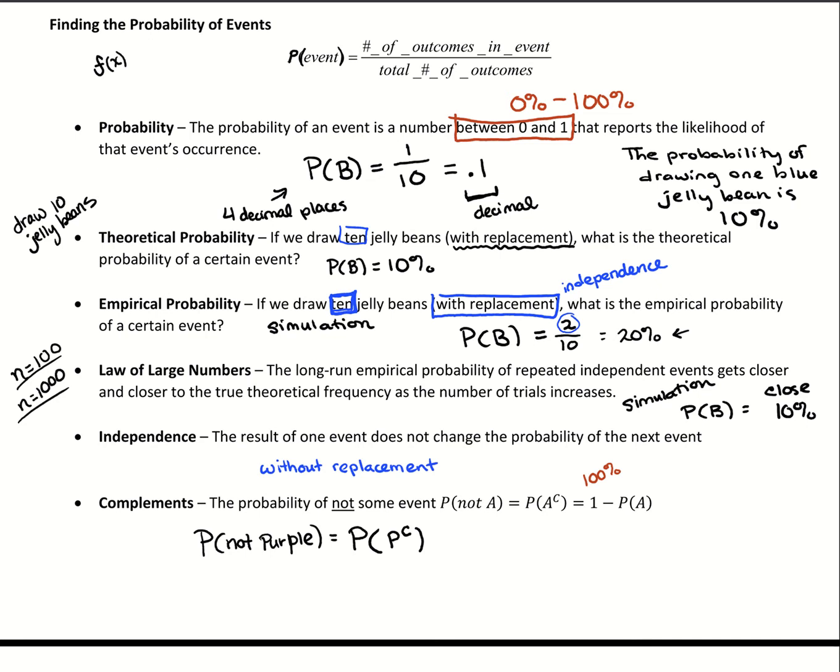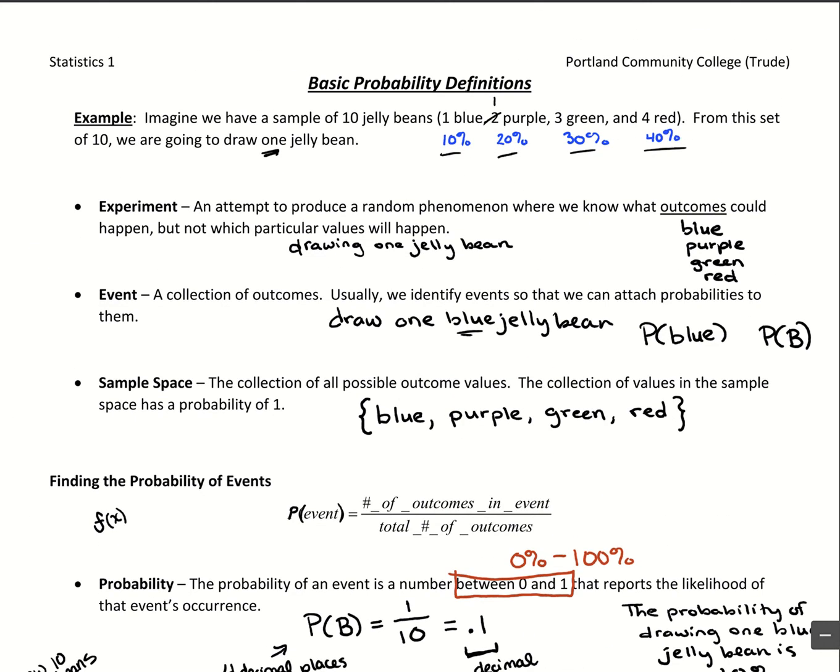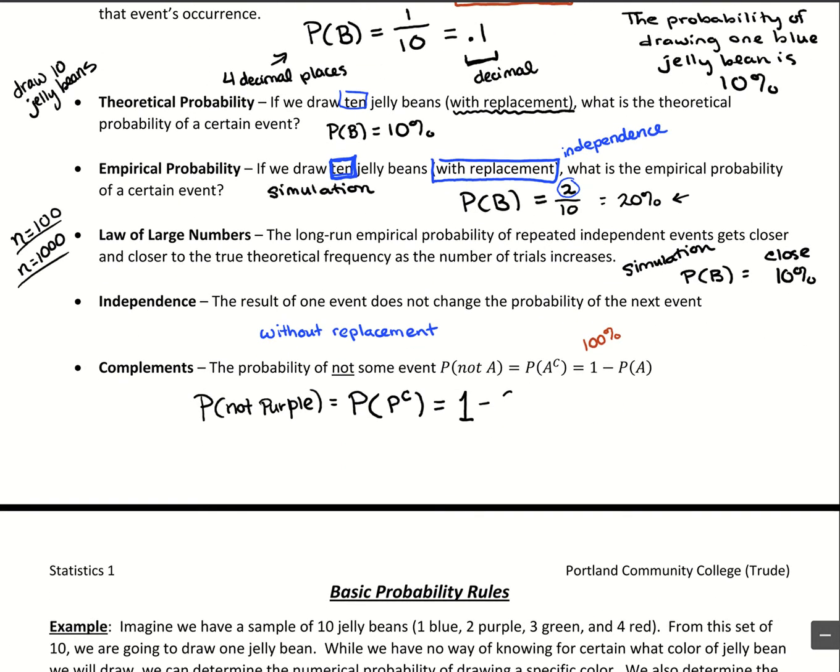So if we want the probability of not purple, what we would do is take our 100%. Essentially what we're saying here is if we want the probability of not purple, then we want the probability of getting blue, green, or red. So we just want to take out these 2 jelly beans and say what's the probability of choosing anything but those 2 jelly beans. So the probability of purple would be 2 out of 10, which would give 0.8. So there's an 80% chance of not purple.